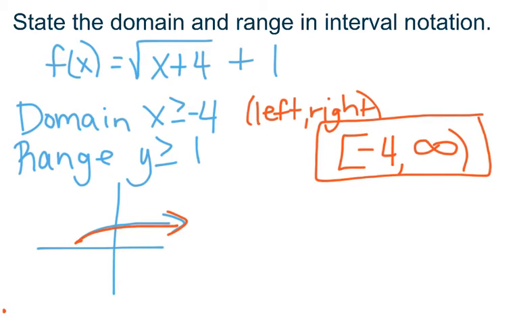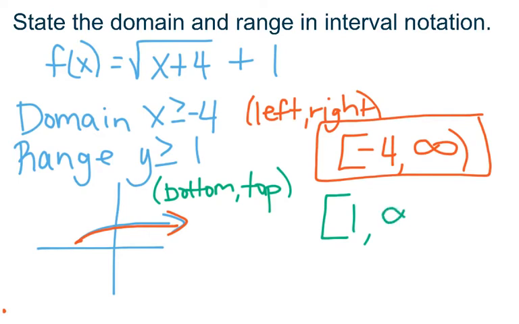All right, and then the range. Remember range, it's a little weird. Bottom, comma, top. The lowest y coordinate it goes to is 1. And it can equal 1, so it gets a square bracket. And then it doesn't look like it, but that graph will keep going up and up forever. So it's going to go all the way up to positive infinity, and it's going to get a parenthesis because you're talking about infinity.